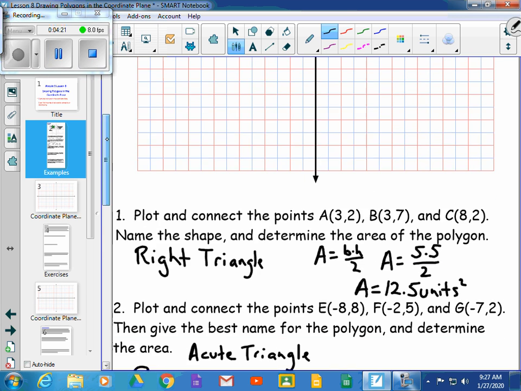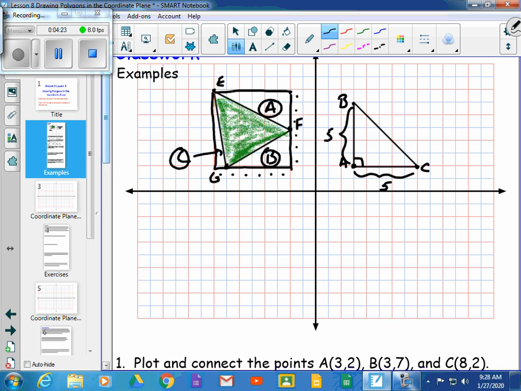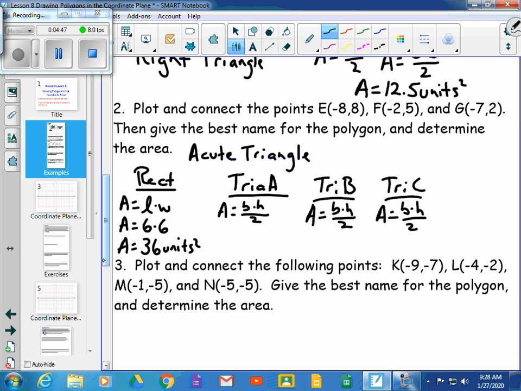Now for triangle A, remember, you got to go from the corners, where the corners meet in the green triangle, to the corners of each triangle. So here's the right angle in triangle A. That tells me the base is right on here, 1, 2, 3, 4, 5, 6, by the height, 1, 2, 3. So I'll substitute those in there. 6 by 3 divided by 2, I get an area of 9 square units for triangle A.